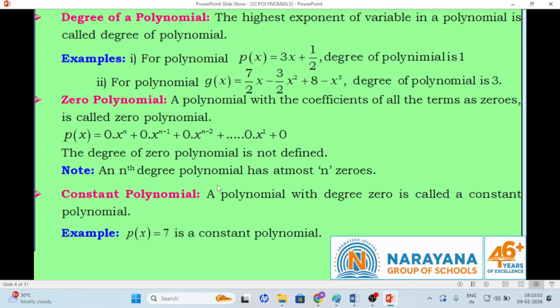So what is the meaning of the degree of a polynomial? The highest exponent of the variable in a polynomial is called the degree of the polynomial. Here, what is the degree of this polynomial? Here, the highest power is 3, so the degree is 3.